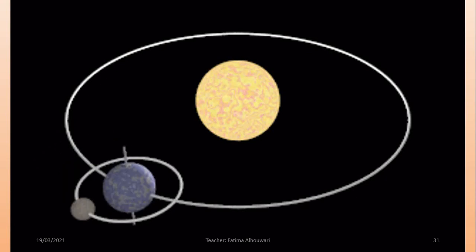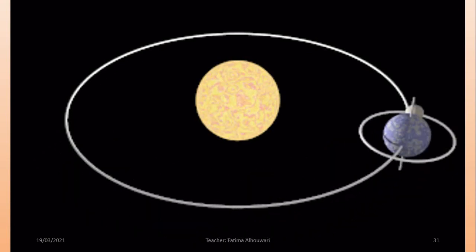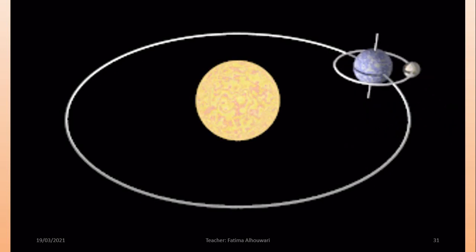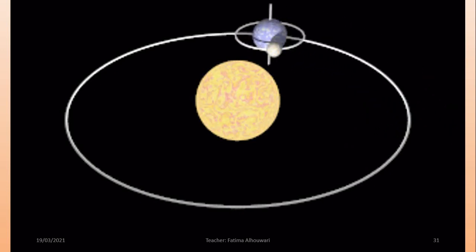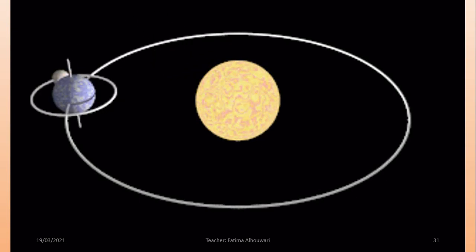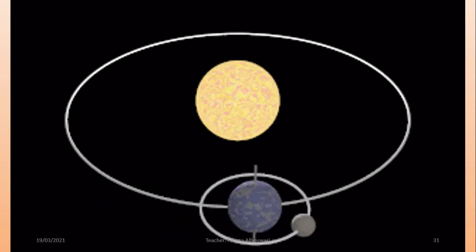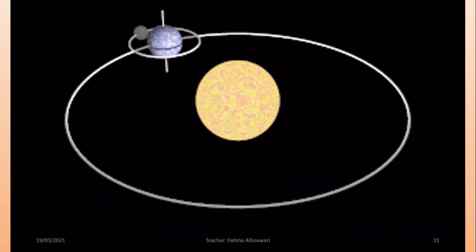So from this lesson, we conclude that the Earth spins all the time, or it moves around itself. At the same time, it moves around the sun. At the same time, the moon moves around the Earth. This way. And as you see, the sun does not move around Earth.